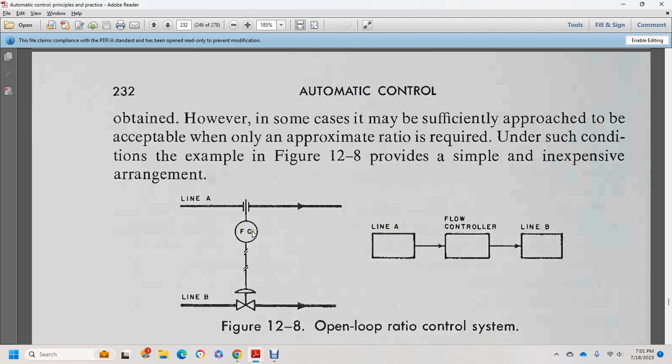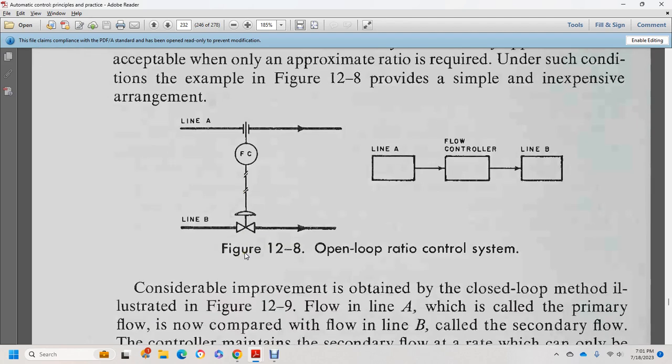Alright, so you have your FC with the linear line 1 and B, the regulator, line A, flow control, line B. So F is your flow controller. That's your controller element. This is the circles, I guess.